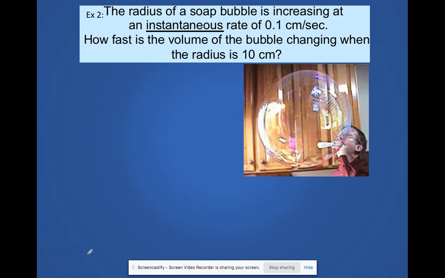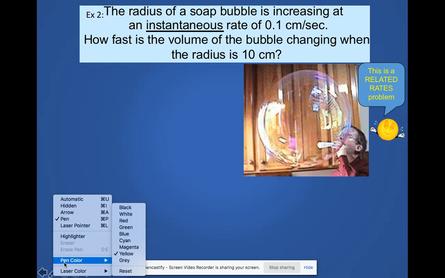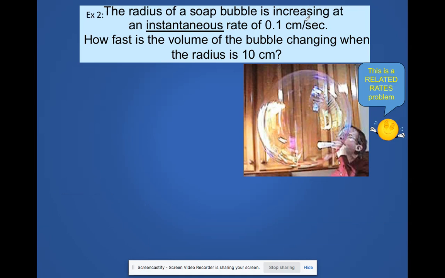okay. So, job. What do I have? What is changing per time? What are they asking me? So let's organize. I recognize this is a related rates problem because of this. I have a radius. It's changing at an instantaneous rate per time. Then they are asking how fast, which is a time issue, is the volume of the bubble changing, when, which is also a time situation.